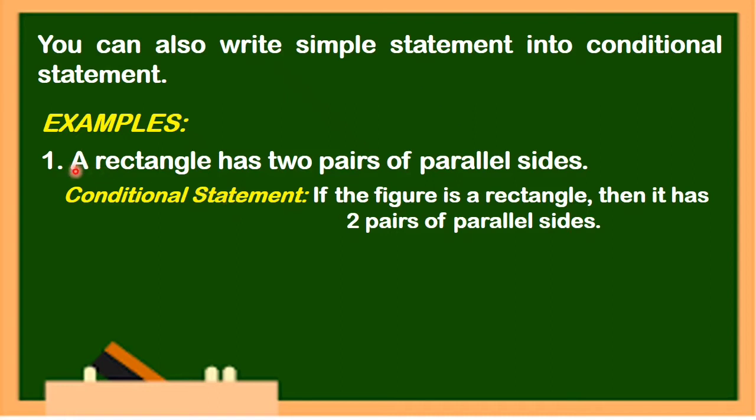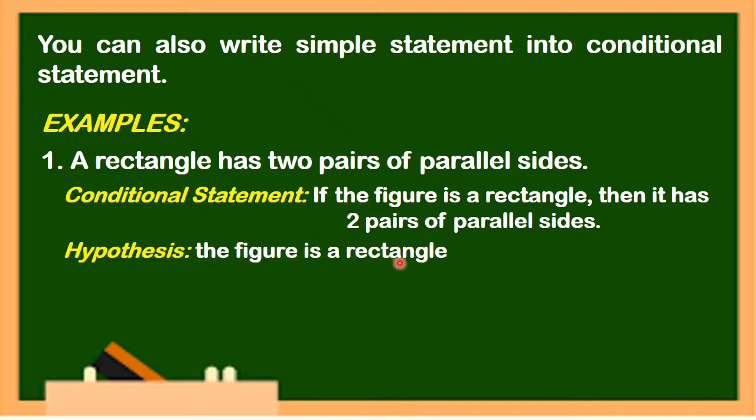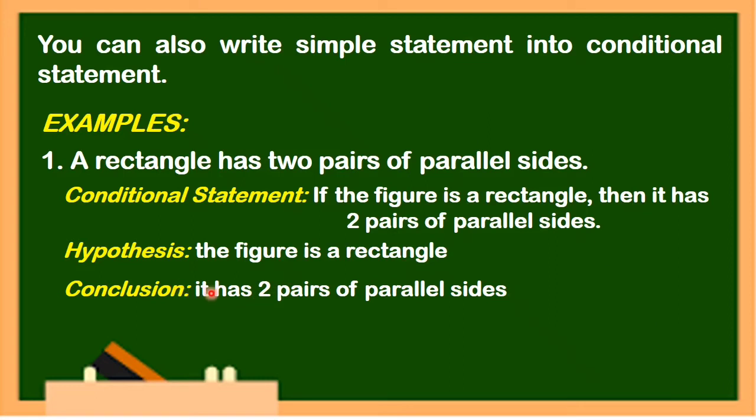As you can see, in this simple statement, to make it conditional, you inserted or added the phrase if the figure. Since it is a rectangle, so a rectangle is a figure. So then it has 2 pairs of parallel sides. So you inserted it, then it, to refer to a rectangle or to a figure. Its hypothesis is the figure is a rectangle, and the conclusion, it has 2 pairs of parallel sides.